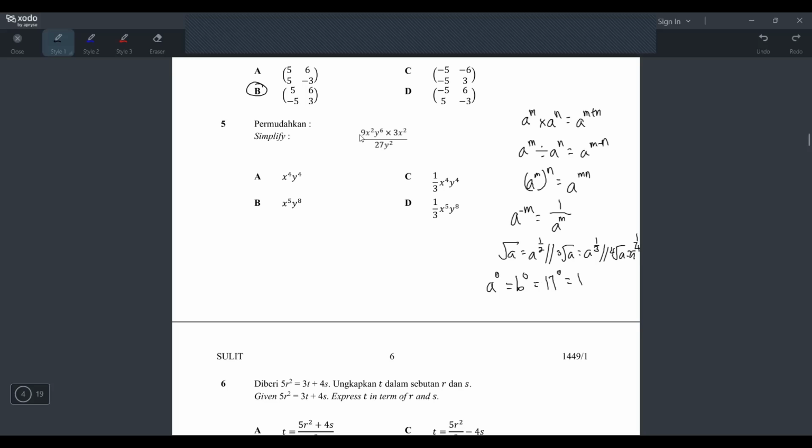Okay, now we do this question. 9x squared y power 6. If there's nothing in between here, it means what? It means it's multiply, it's times. So it's actually 9 times x squared times y power 6 times 3 times x squared, and then divided by 27 times y squared. That's what it means. Alright.